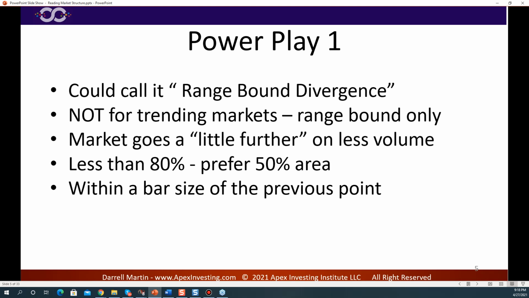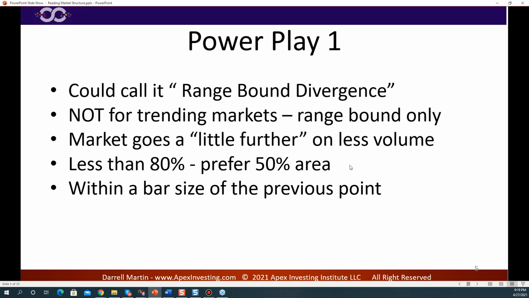Exactly, 30 ticks, because we were talking about a 30 tick chart only. The two peaks cannot be more different than a bar size, meaning 30 ticks. So that right there should already tell you what? Clearly we're looking at range bound markets, right? Because when you're looking at a trending market, we would expect bars and bars and bars potentially between the two peaks. Does that make sense?